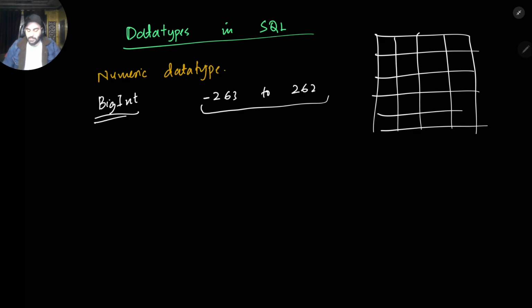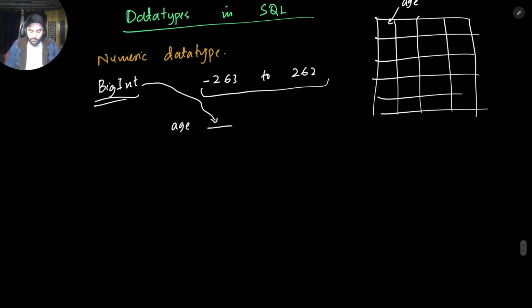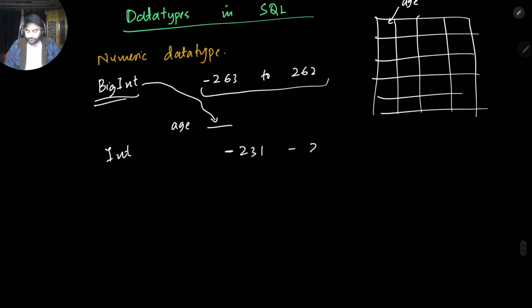Suppose you have a variable, age, so you can say age and then the type is big int. We'll see what syntax is involved, but just keep in mind that big int is one of the numeric data types that you can define. Then we have int. Int has the range from minus 2^31 to 2^31 minus 1.